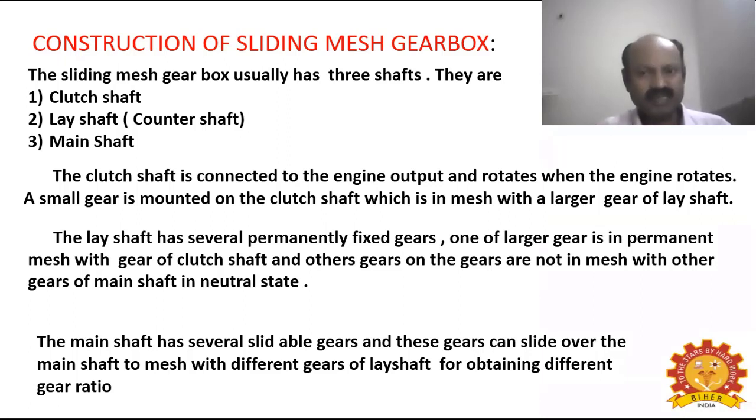One of the larger gears is in permanent mesh with the gear of the clutch shaft, and the other gears are not in mesh with the gears of the main shaft in neutral state. The main shaft has several slidable gears, and these gears can slide over the main shaft to mesh with the different gears of lay shaft for obtaining different gear ratios.